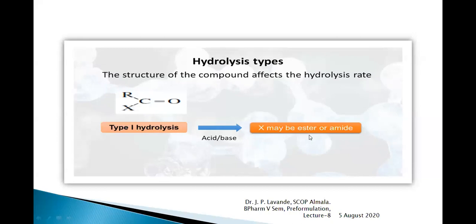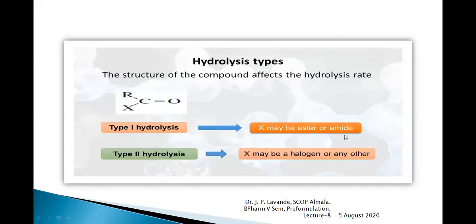So what is this X? This X is either an amide or ester group, and that is possible in case of acids. Whereas in case of type 2 hydrolysis, the X atom may be a halogen or any other atom. When the X is either a halogen or any other atom, the kind of hydrolysis reaction which occurs is called type 2 hydrolysis.